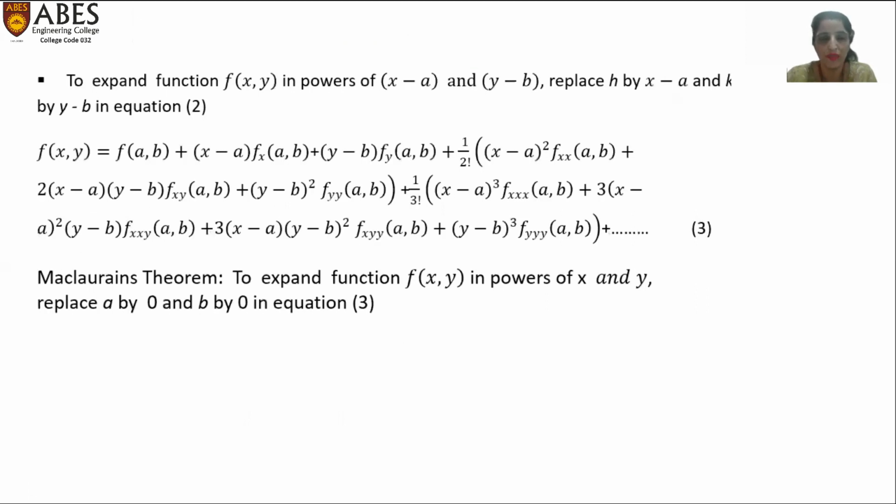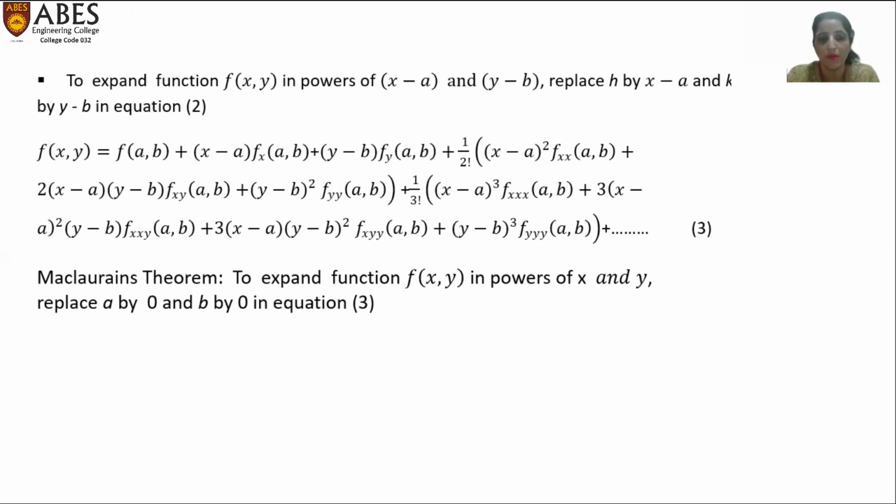This is another form of Taylor expansion, to expand a function in powers of x minus a and y minus b. In this form, we replace h by x minus a and k by y minus b in equation 2. And we get equation 3, that is, f(x,y) is equal to f(a,b) plus (x minus a) times the function's partial derivative with respect to x at that particular point, plus (y minus b) times the function's partial derivative with respect to y at that point (a,b), and so on.